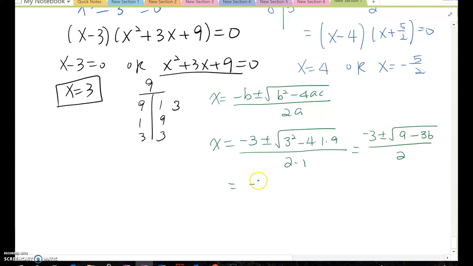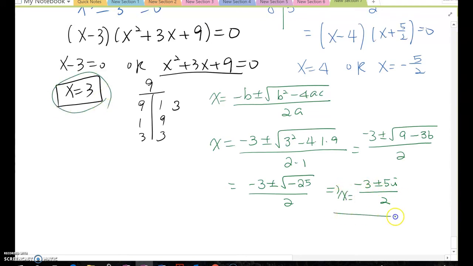So it becomes negative 3 plus and minus square root of negative 25 over 2, right? So it becomes negative 3 plus and minus 5i over 2. Okay, so we have x equal 3 and then x equal to negative 3 plus and minus 5i over 2. I know this is not a real answer, but since we learned complex numbers, you can generate answers for x using complex numbers as well.